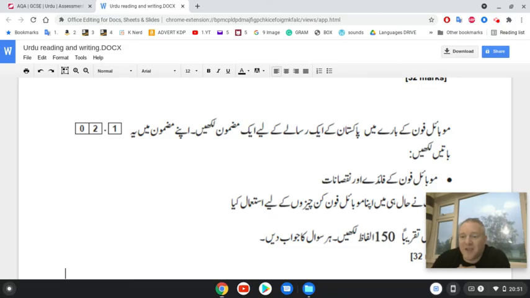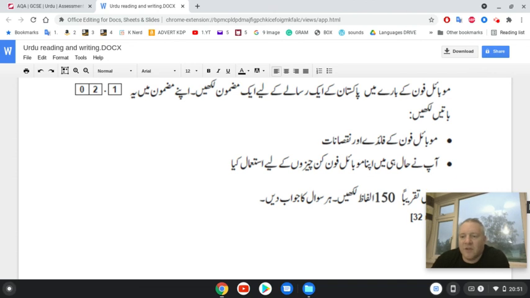So for me, this would probably be the easier one to go for. So for my 32 marks, I'll be looking at this one. The festivals, okay, but this mobile phones.